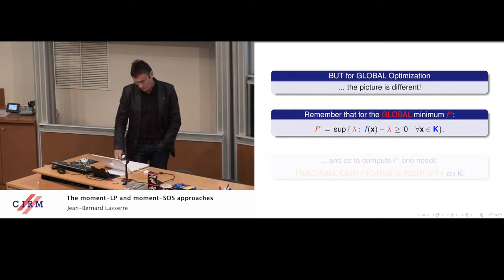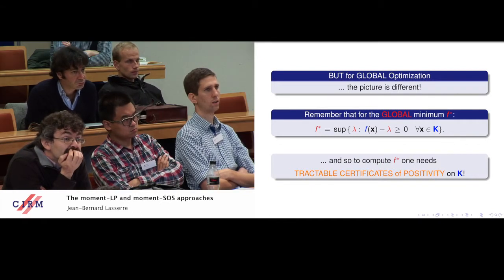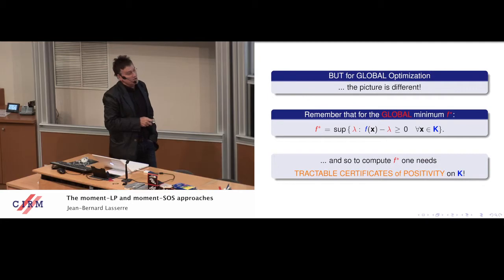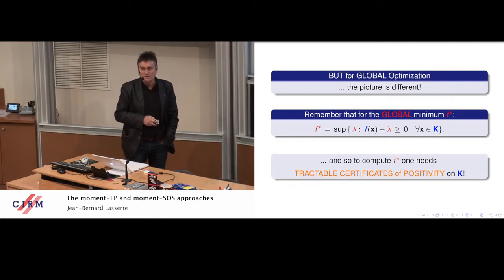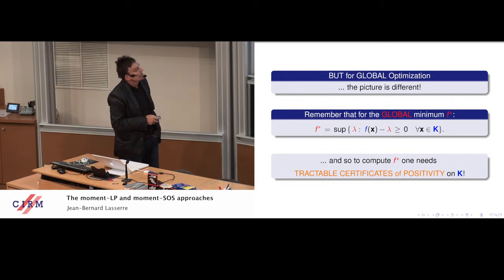But what makes it complicated is that if you want to compute f star, then you need tractable certificates of positivity on K. You need to be able to handle this constraint that says that f of x minus lambda should be non-negative for all x in K. And of course, even if f would not be a polynomial and K would not be a semi-algebraic set, this would be extremely difficult. That's why you don't know how to do it.